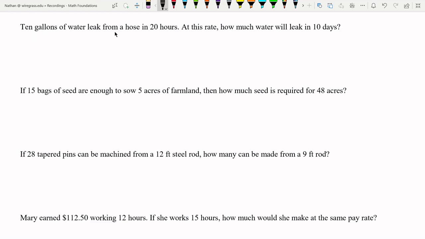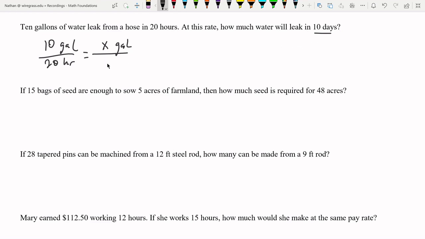10 gallons of water leak from a hose in 20 hours. At this rate, how much water will leak in 10 days? So the proportion could be 10 gallons for 20 hours. That's the rate of leaking, right? And then here we're asking how much water, how many gallons, in other words. We don't know the gallons, we want to know the gallons.